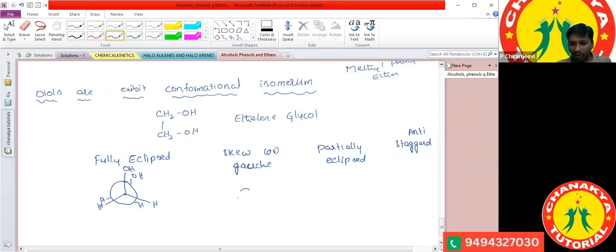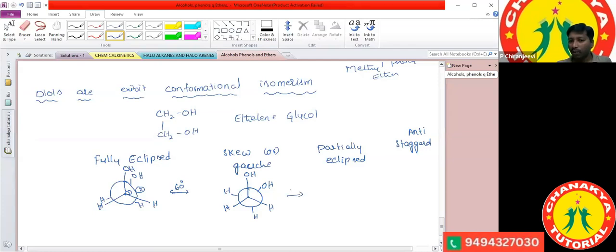And the gauche form. The gauche form is obtained by rotating by 60 degrees. We keep one carbon constant. Let's consider it as the first carbon atom and this as the second carbon atom. When the second carbon atom is rotated by 60 degrees, you will get one more structure, and whenever you get one more structure, we can call it a conformer. Here the OH and this H come outside on this side and this one comes outside this way. So we call this the skew or gauche form.